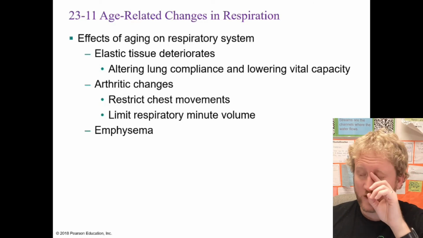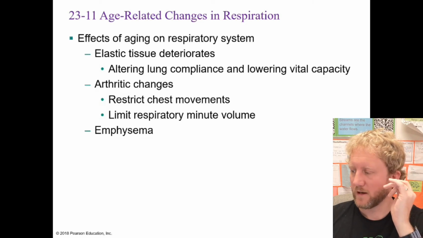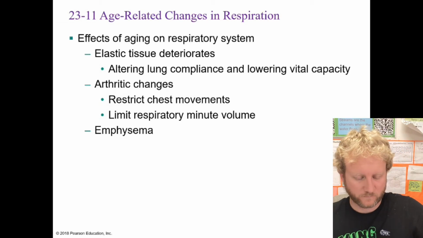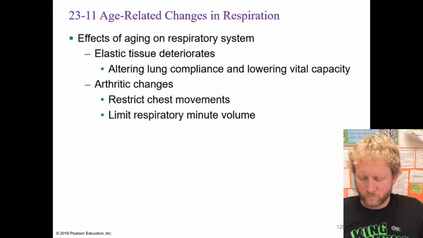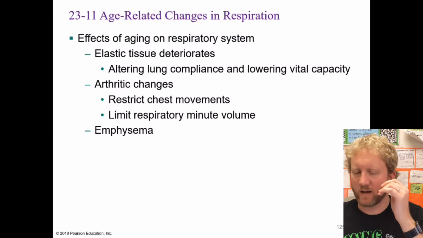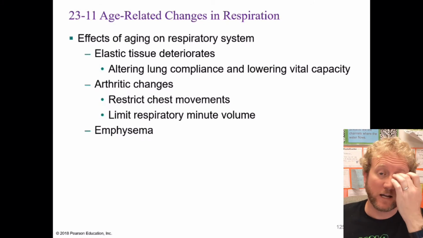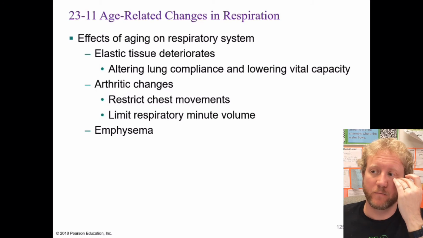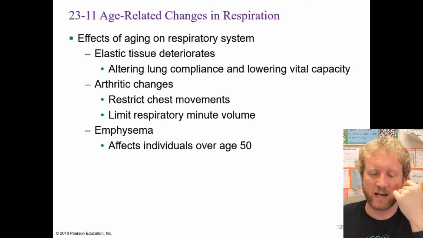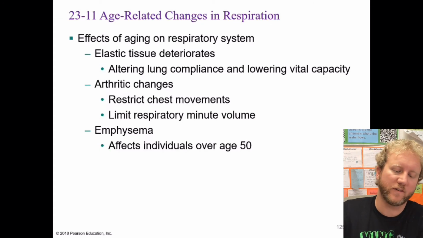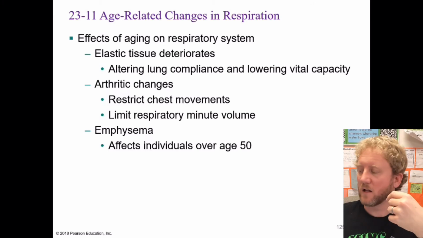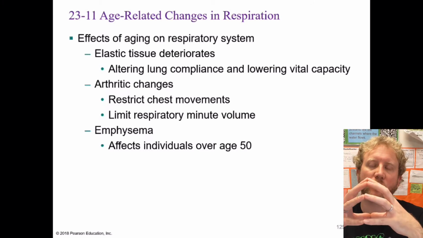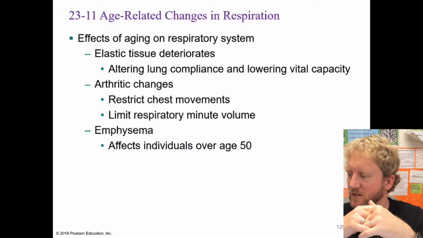Emphysema, which is a decrease in lung function. Okay, a chronic condition of decreased lung volume is emphysema. Now, emphysema is something you're at greater risk of developing as you get older, especially over 50. Basically, what happens is the air sacs within the alveoli burst. So you're decreasing the surface area for that gas exchange, basically.